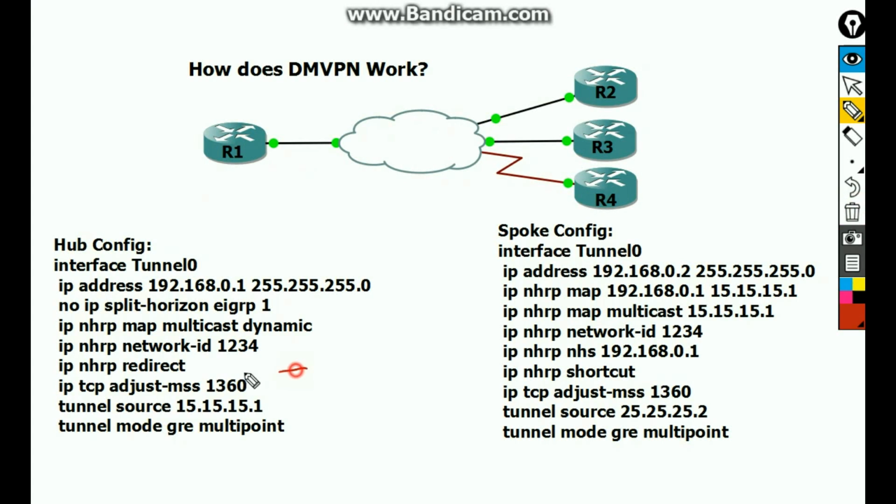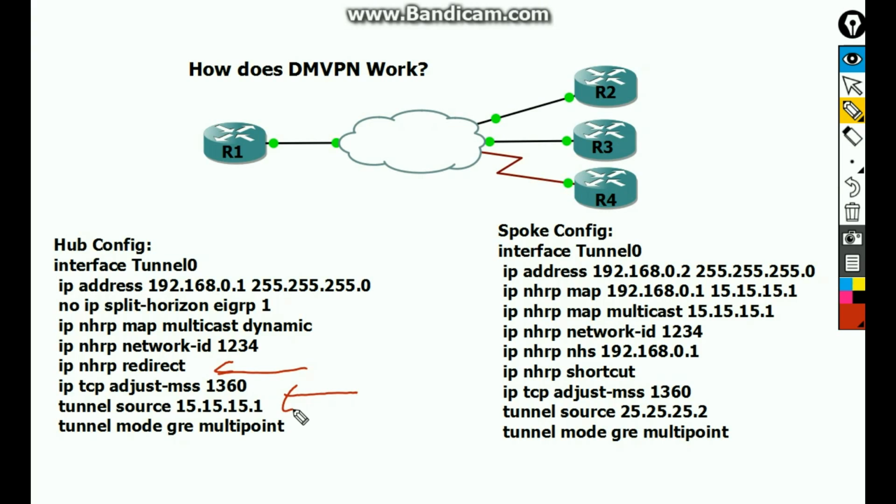So you're going to turn on redirect, and then there's this ip tcp adjust-mss 1360, which is just trimming down the maximum segment size at layer 4 so the packets will fit into a normal 1500-byte packet and are not fragmented. So you can set that up there. Other than that, that's pretty much all the configs you need to do for DMVPN.